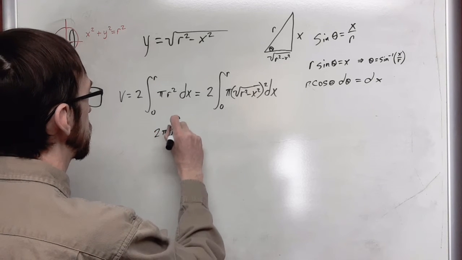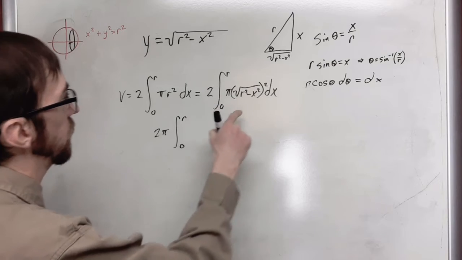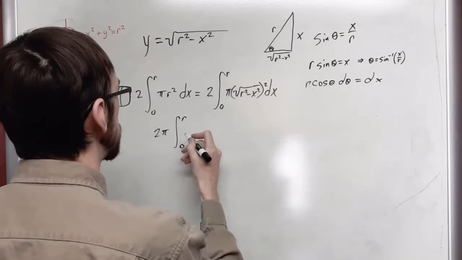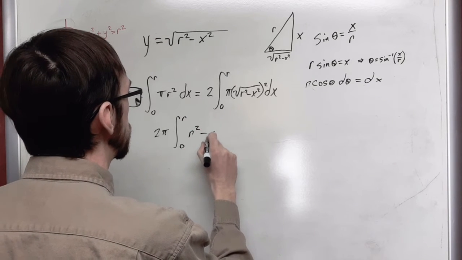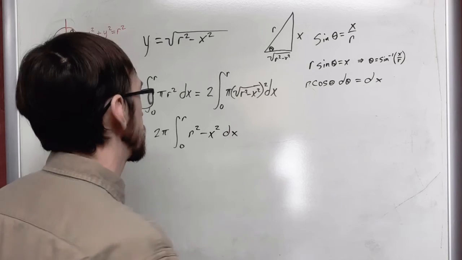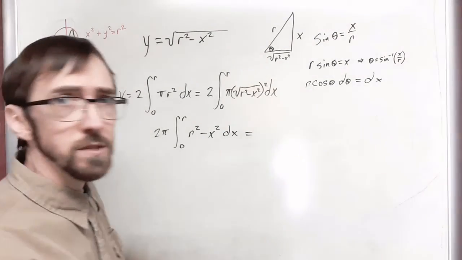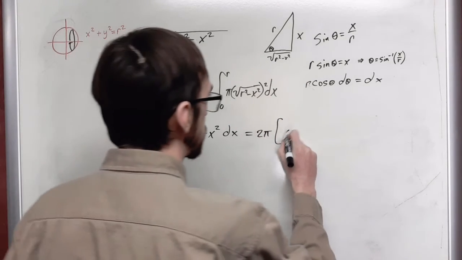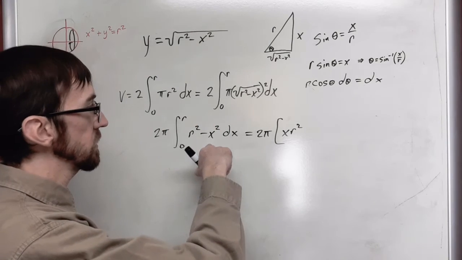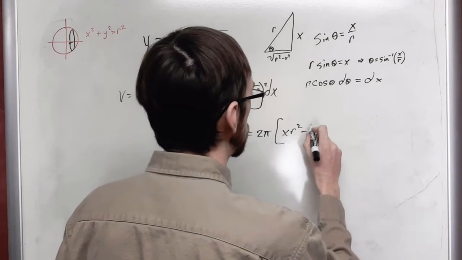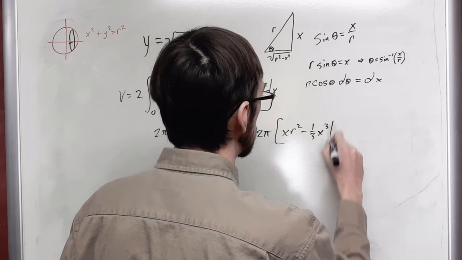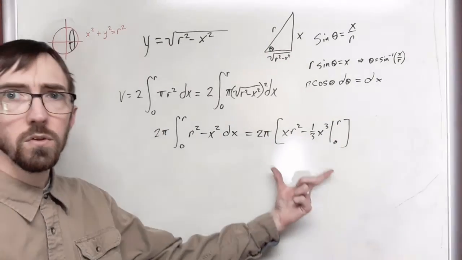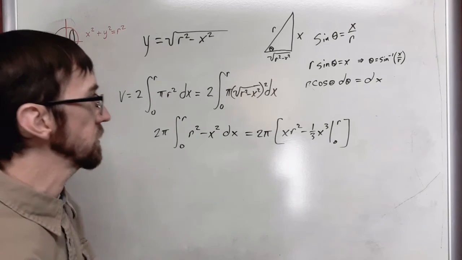So we end up with 2 pi on the outside. We're going from 0 to r. The term in here is being squared, so it's an inverse operation, leaving us just r squared minus x squared dx. Integration of this is pretty simple. We are going to end up with an x r squared here, and a 1/3 x cubed, and we're evaluating from 0 to r, and so all of this is going to be multiplied by this 2 pi out here.